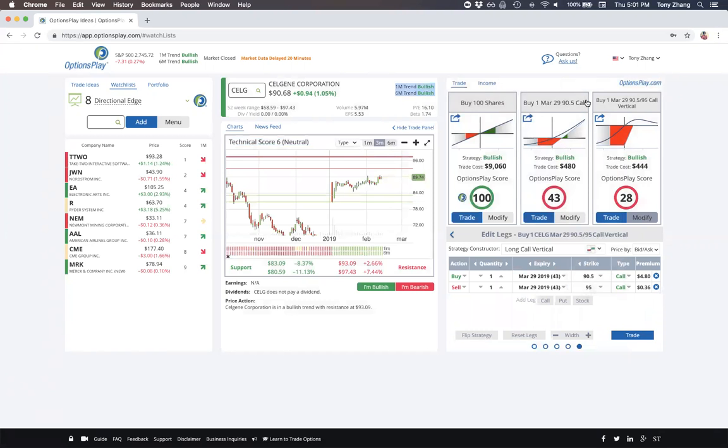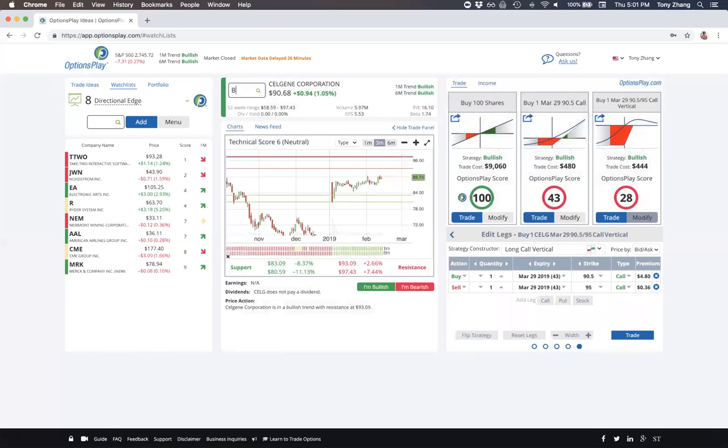So unfortunately here, even if you bought the call option, as you can see, OptionsPlay score of 43, extremely low, meaning very poor risk to reward. That means the options are very, very expensive. So you're bullish this stock, I'd say buy the stock, stay away from the option.